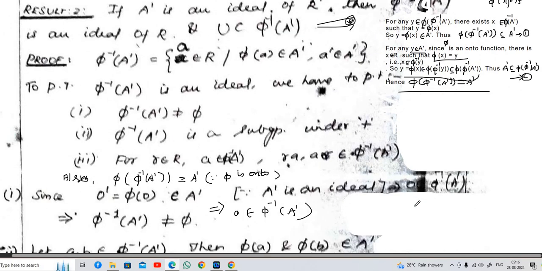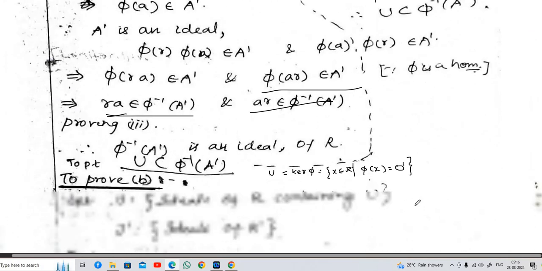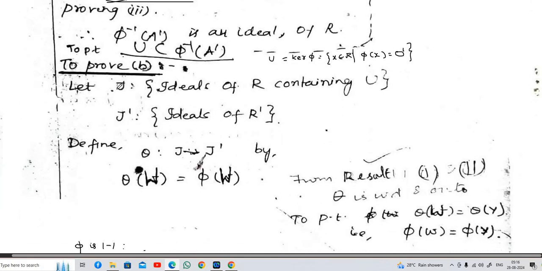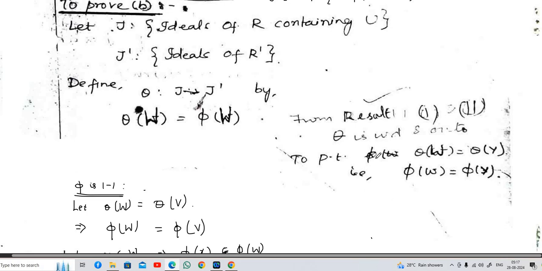For the second part, that there exists a one-to-one correspondence, we will be using it. So you take tau to be the collection of ideals of R containing U and tau prime to be the ideals of R prime. We want to establish a one-to-one correspondence between these two. So we define a rule between these two as, say, theta taking any W to phi of W. Now from results 1 and 2 we have our theta to be well defined. Of course, theta is onto also.